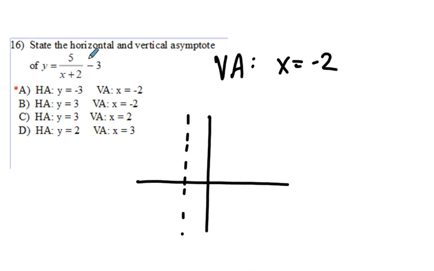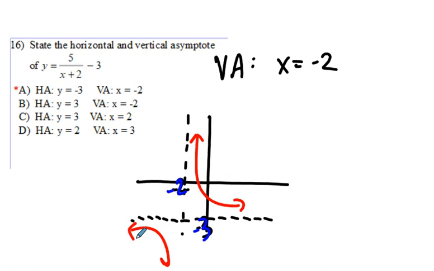Y is never going to equal exactly -3 because this piece right here is never going to equal exactly 0. Since this piece won't be 0, I'm never going to get exactly to -3. So I should have a horizontal asymptote at -3. So this is at -2. This is at -3. Let's do some colors. And then the rest of the graph would look something like so. But this is just asking about the asymptote, so that's why it is A.